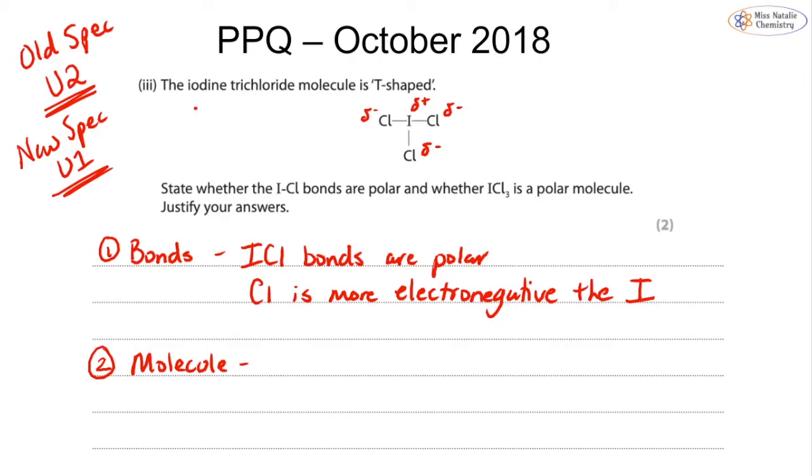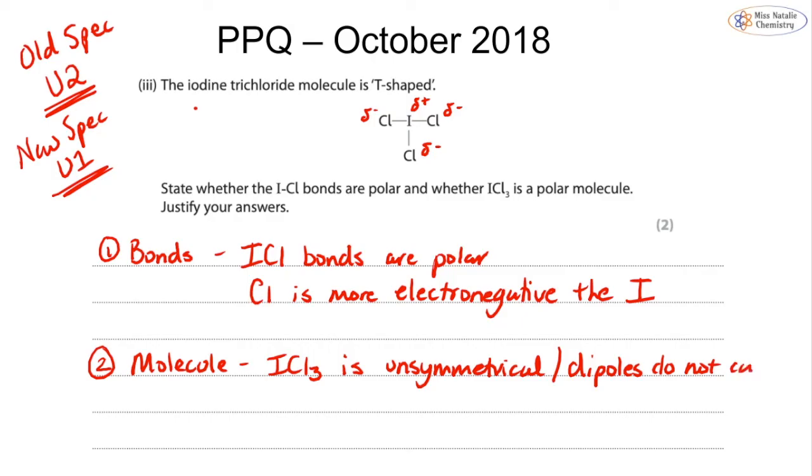So for the molecule, ICl3 is unsymmetrical, meaning the dipoles do not cancel. And when the dipoles don't cancel, it means that ICl3 is a polar molecule. It is quite a bit of writing for 2 marks, but you have to make sure you have your justification.